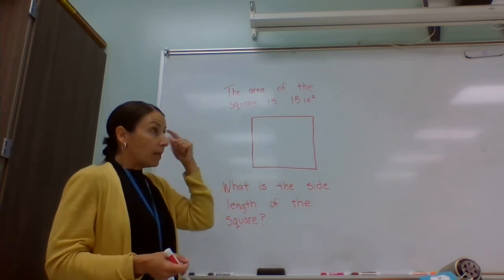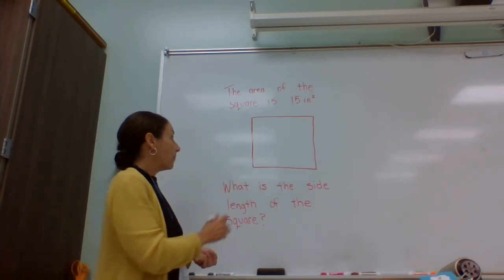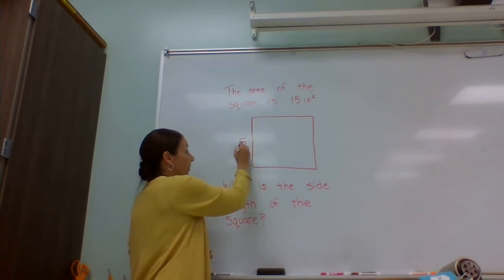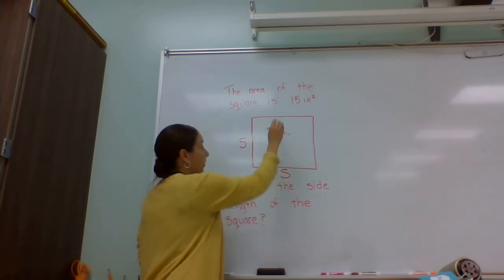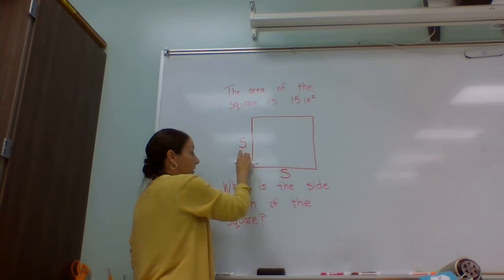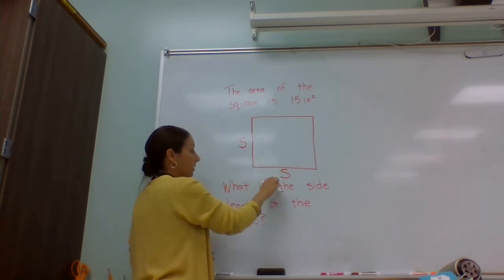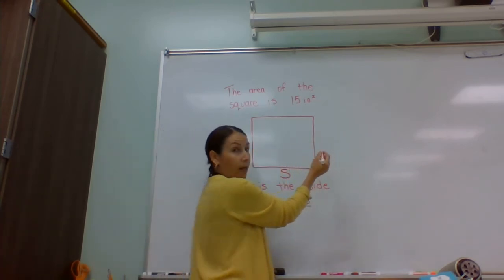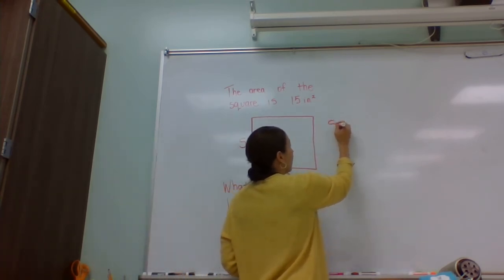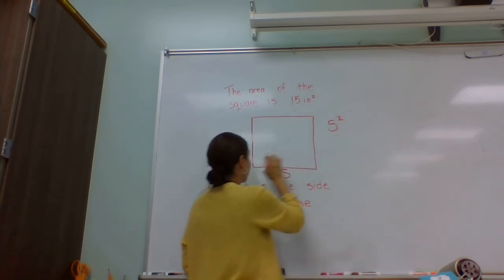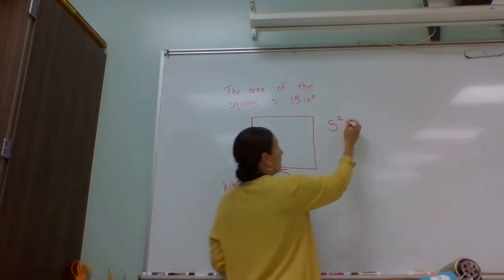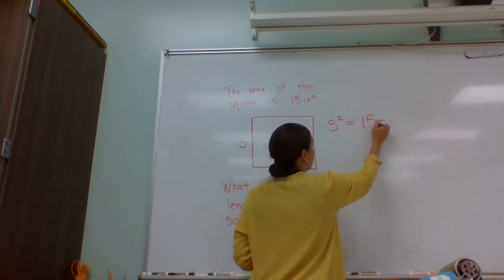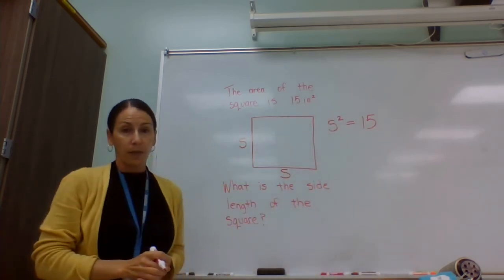So the first thing you have to remind yourself is, where does the area of a square come from? Well, the side lengths of the square are all the same. So the area of the square comes from the side length times the side length. And because it's the same, I can say that that would be s squared. So I could write the equation, make sure you can see this, that s squared, the side length times the side length, is equal to 15 because the area of the square is 15.